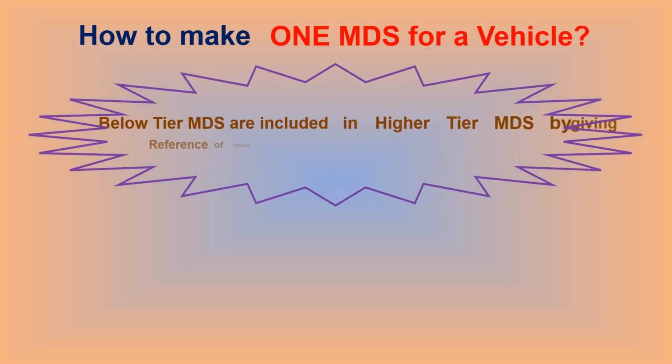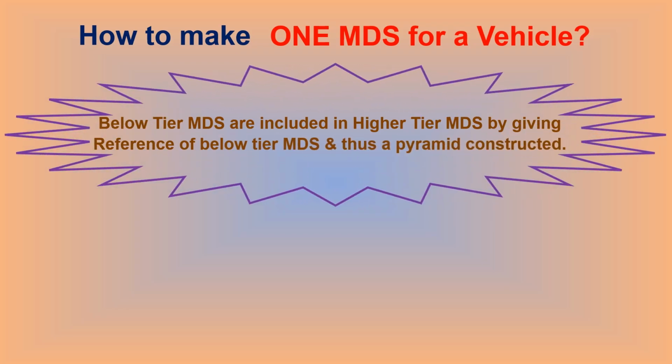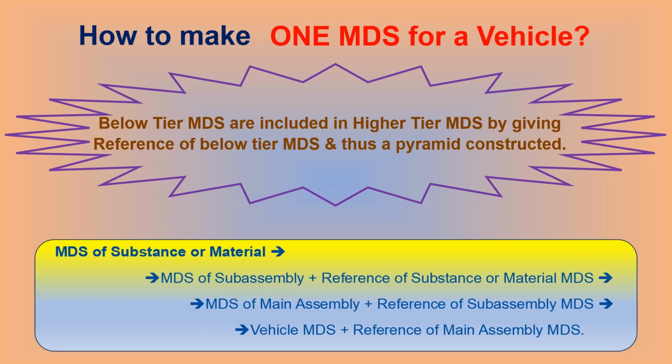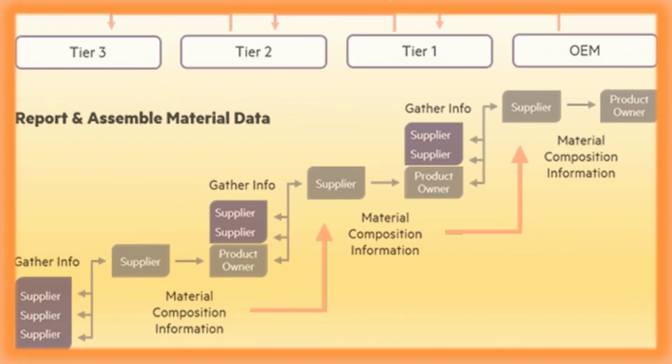How to make one material data sheet for a vehicle? Below tier MDSs are included in higher tier MDSs by giving reference of the below tier MDS, and thus a pyramid is constructed. Vehicle MDS will have the Vehicle Final Assembly MDS and reference of Main Assemblies MDS. Similarly, Main Assembly MDS will have its own details and reference of Sub-Assemblies MDS. It will continue downward till the inclusion of substances. Lower level or tier MDS will be referred in the higher level or tier. Thus, a pyramid will be constructed and ultimately will have one MDS giving reference of all materials and substances used.